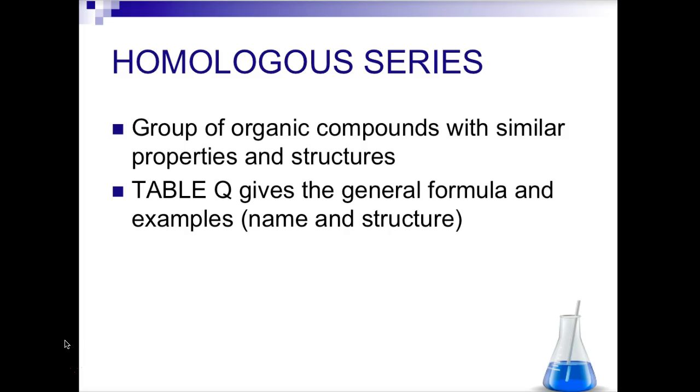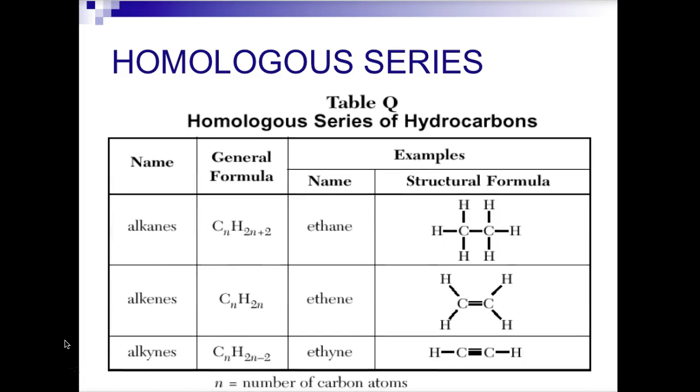So there's homologous series. That is a group of organic compounds with similar properties and structures. Table Q in your reference packet gives the general formula and examples for how we name these things and what their structures would look like. There are three main kinds of homologous series: alkanes, which are just carbon-hydrogen chains, alkenes, which are also carbon-hydrogen chains, and alkynes, which again are carbon-hydrogen chains.